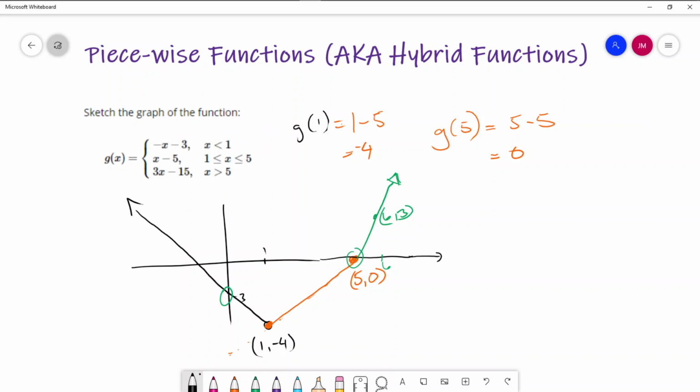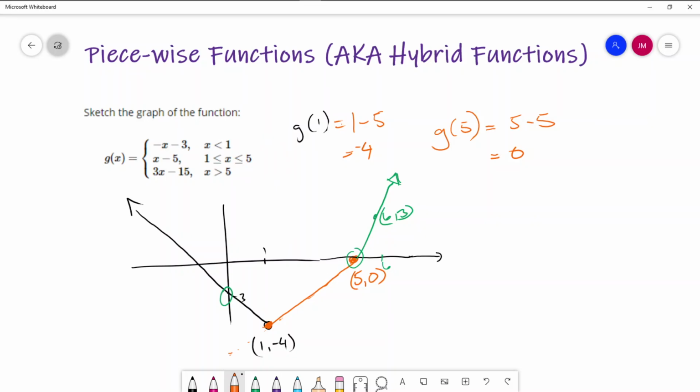Then once you've done that one, work your way down to the middle one. And then again, sub in the endpoints. So I found g of 1 was at negative 4, g of 5 was at 0. So that's the 2 points, and I connected it with a straight line. And then the last one is everything greater than 5, and I knew it was a straight line.